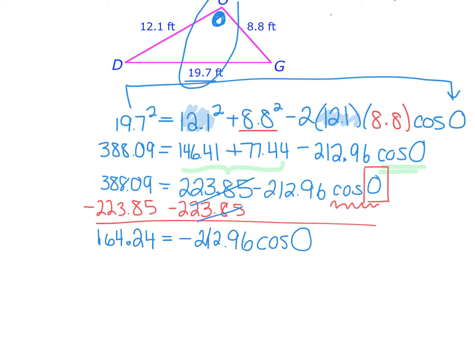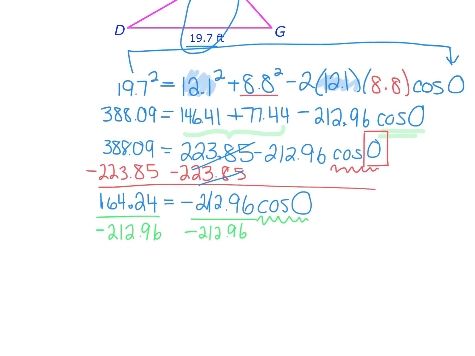All right. Hopefully you remember from just the trig, if I want to get cosine O by itself, I have to divide away negative 212.96 from both sides. So I have at this point cosine of O, I'm going to bring it onto the left side, equals 164.24 divided by negative 212.96.